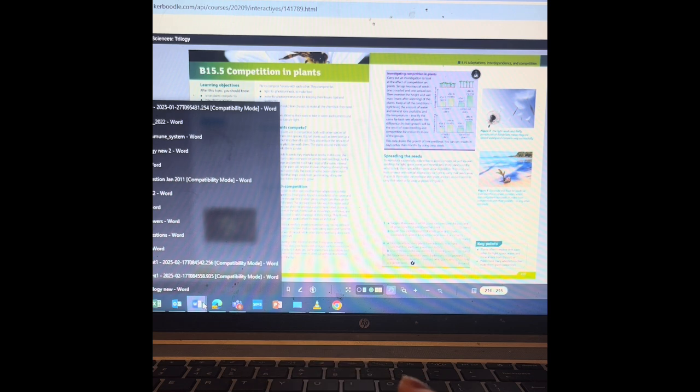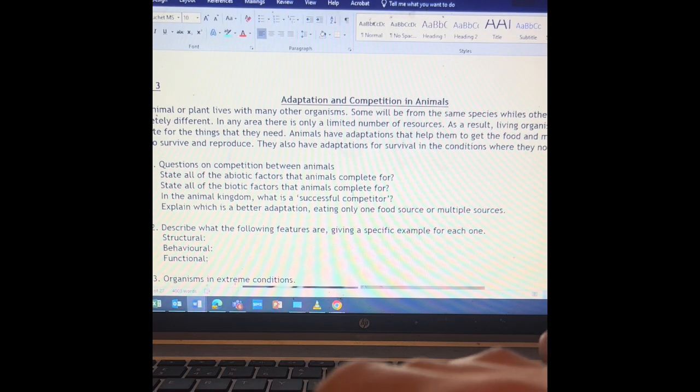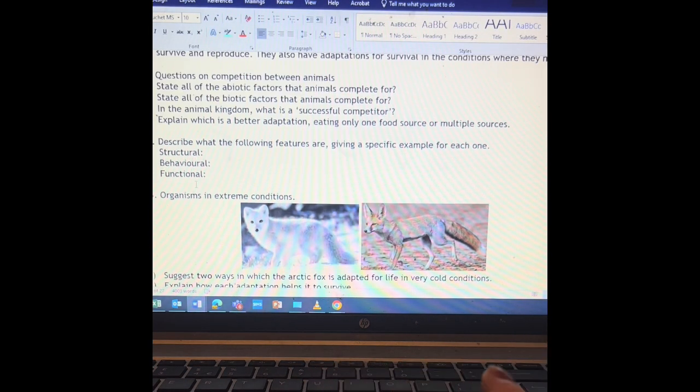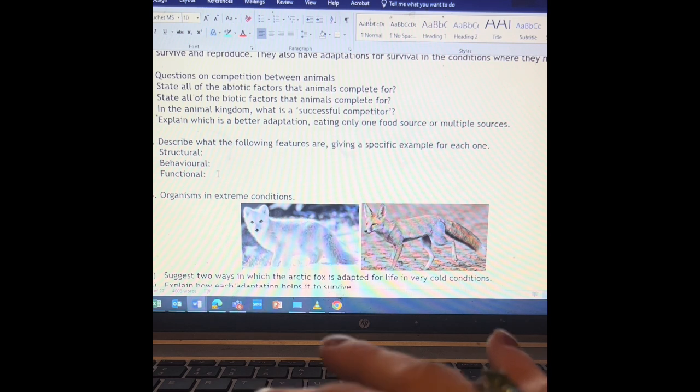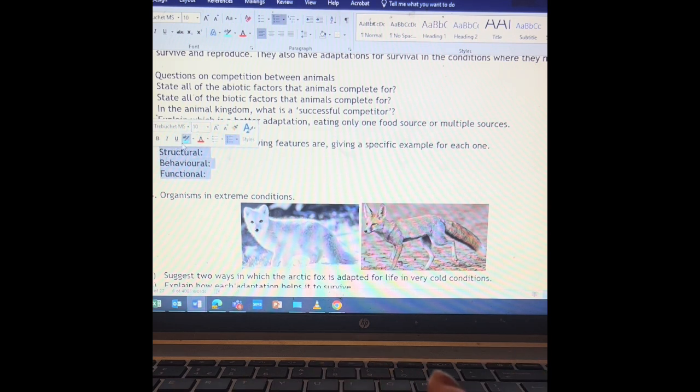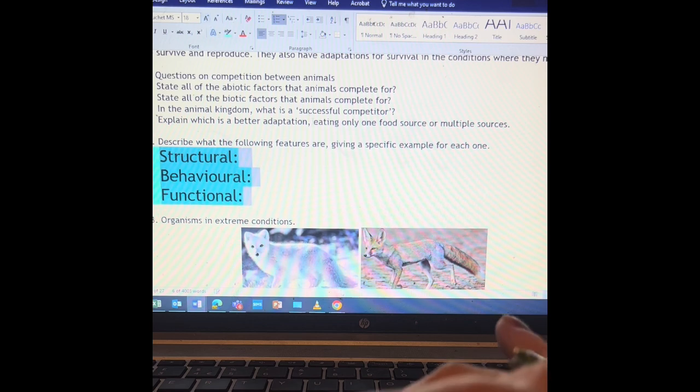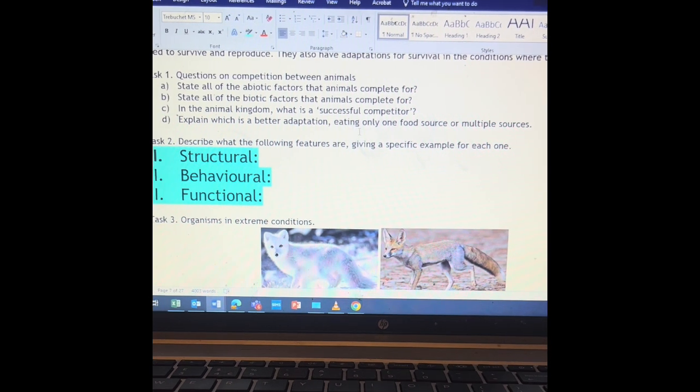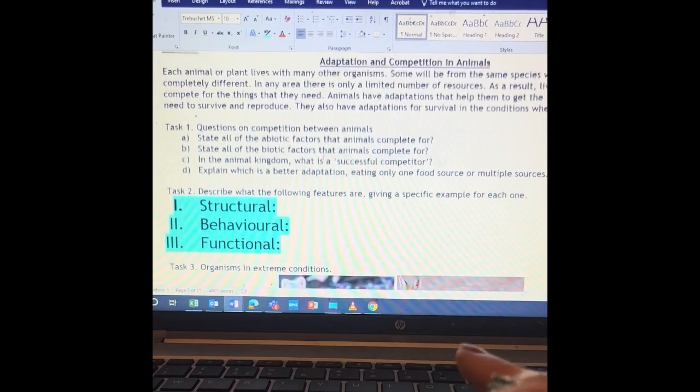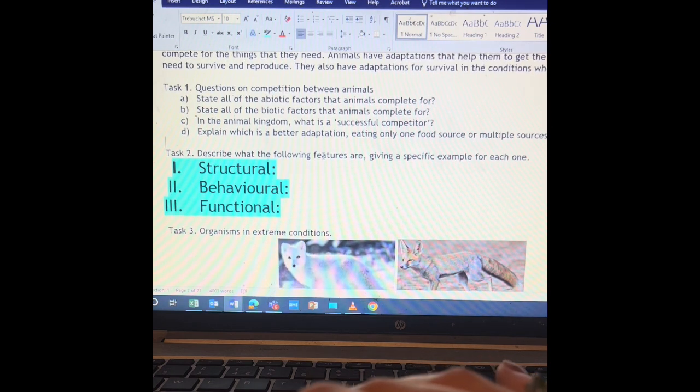So when I go back over to adaptation and competition in animals, what I want to highlight is these three things that you need to be aware of: structural adaptations, behavioural adaptations, and functional adaptations. So this could apply to plants as well. Absolutely. Mostly animals when they're talking about it, because plants and behaviour don't really go hand in hand, but there would be some examples, I'm sure.